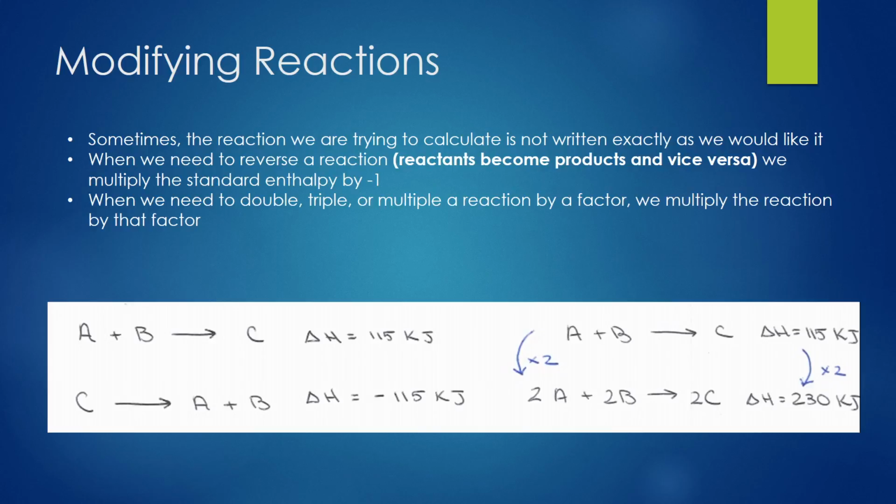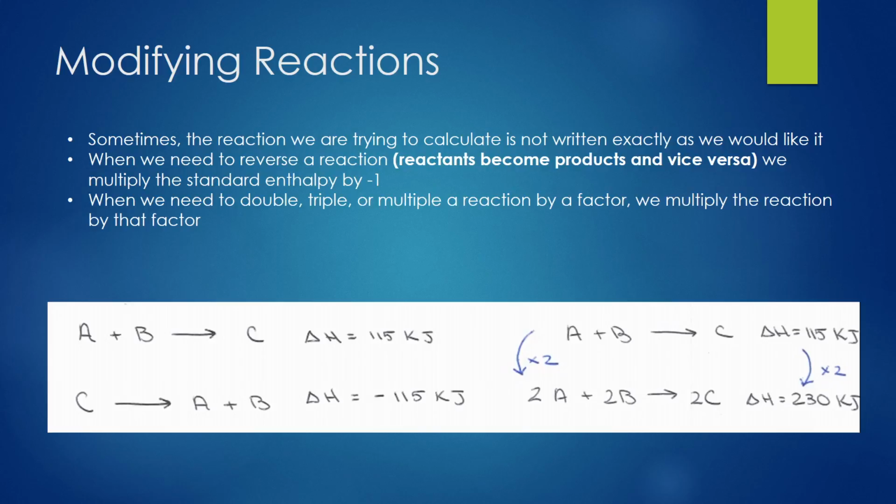Originally, we have A and B creating C, and that has an enthalpy of 115 kilojoules, but if we were to have C and turn that into A and B, the enthalpy of that reaction would be negative 115 kilojoules. However, when we need to double, triple, or multiply a reaction by a factor, we multiply the enthalpy of that reaction by that factor.